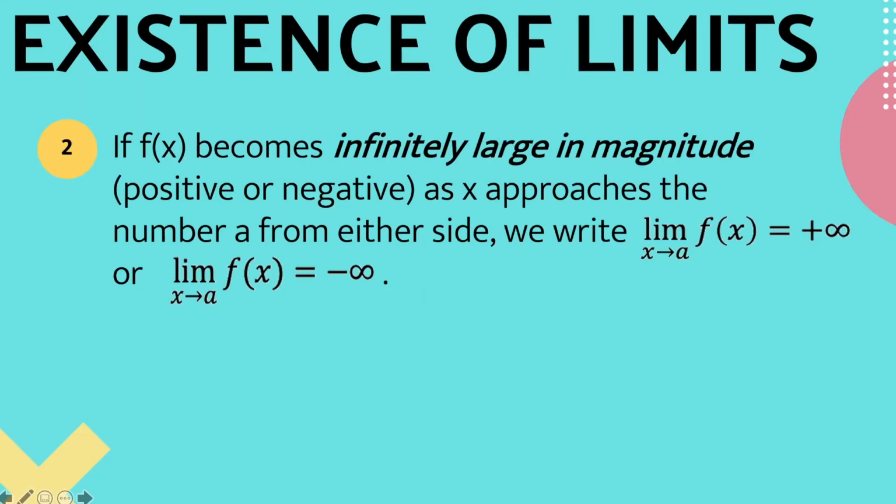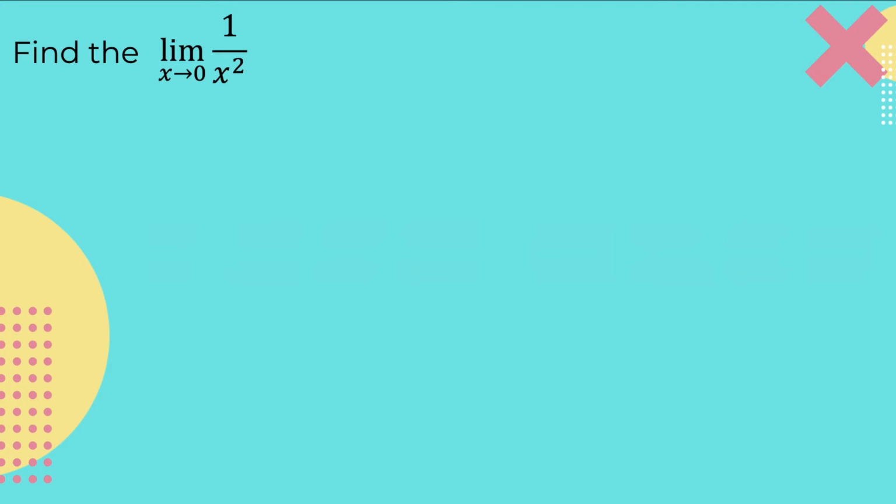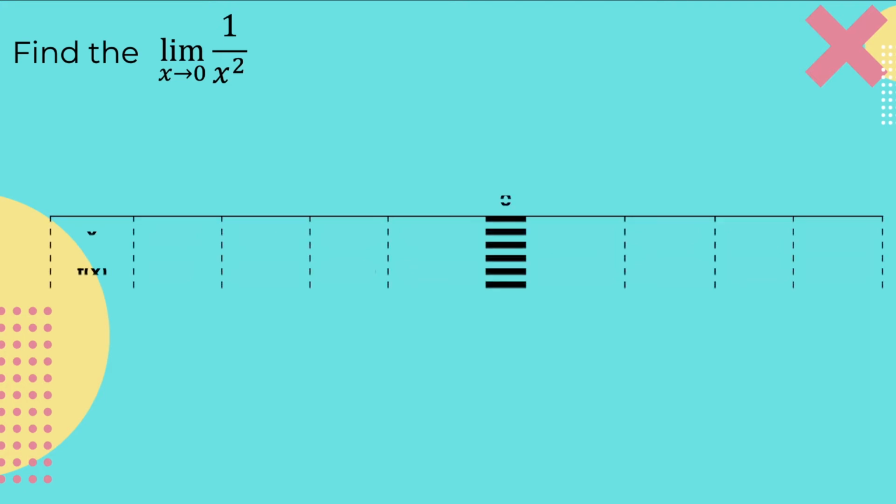If f of x becomes infinitely large in magnitude, positive or negative, as x approaches the number a from either side, we write the limit of f of x as x approaches a is equal to positive infinity, or the limit of f of x as x approaches a is equal to negative infinity. Let us have an example. Find the limit of 1 over x squared as x approaches 0.